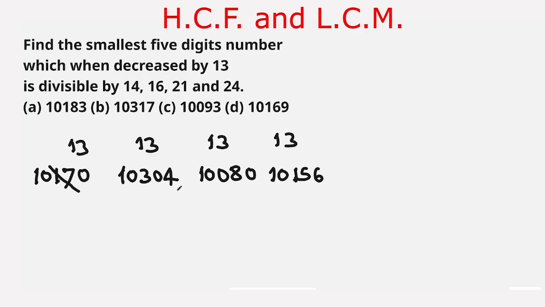Now we find the sum of the digits. 1 plus 3 is 4 plus 4 is 8. It's not divisible by 3, so B cannot be our answer. 1 plus 8 is 9. It's divisible by 3, so C may be our answer. Now we find the sum of the digits of option D. 1 plus 1 is 2, 2 plus 5 is 7, 7 plus 6 is 13, and it's not divisible by 3. So D cannot be our answer. The only option left is option C, that must be our answer.